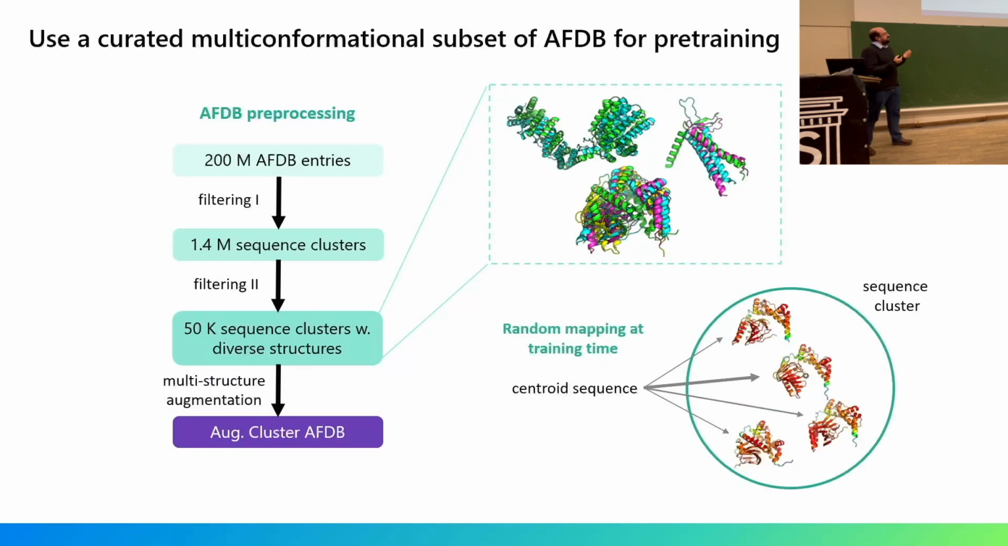And essentially what we did there is during training time, we chose one of those separate sequences randomly, and then this sequence would map to one of the structure clusters, in which we just randomly select one of the structures in the cluster. So essentially what the model learns is, given a sequence, you have a certain number of possible conformations it can map to.